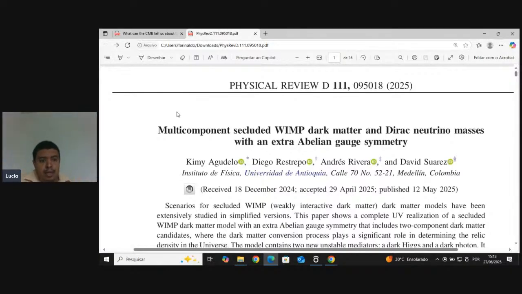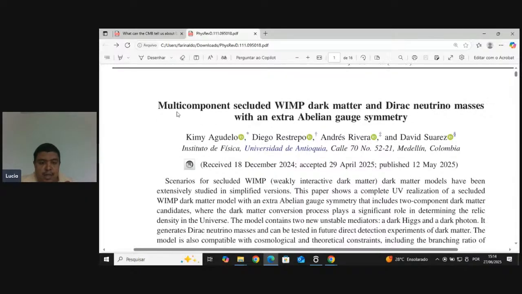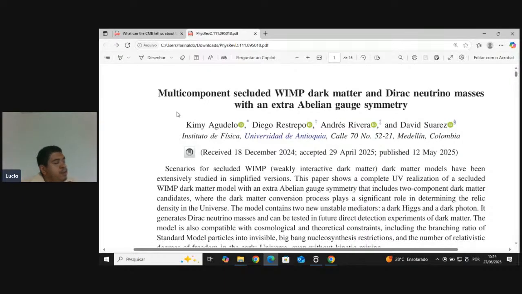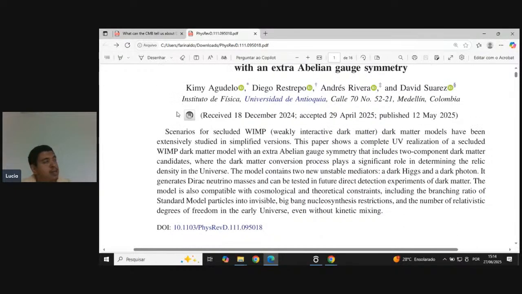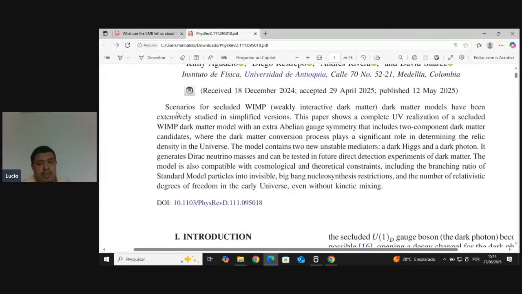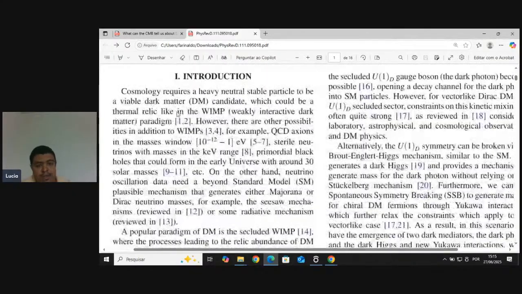Okay, so I'm going to talk about this paper that I wrote last year: a multi-component secluded WIMP dark matter and Dirac neutrino masses with an extra abelian gauge symmetry. In this paper, we propose a model that contains two dark matter candidates and generates Dirac neutrino masses at one loop level. It also contains a dark sector with two-component dark matter and two mediators, the dark Higgs and the dark photon. We study the whole phenomenology of the model, and we compare with theoretical constraints and cosmological constraints also.